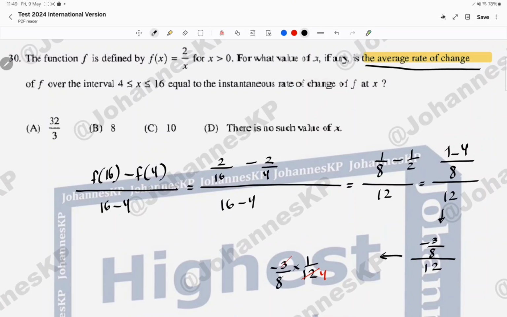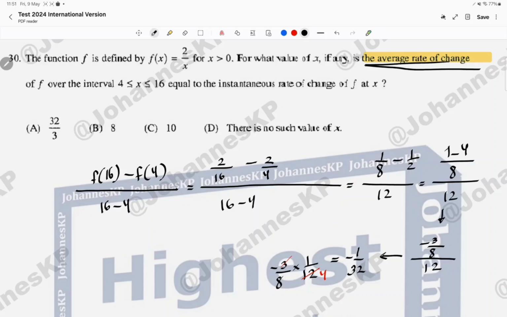2 over 16. Okay. Where's my mistake? Okay, so 2 over 16. I did that. 2 over 4. Actually no, there's no mistake because this question is 2 steps, so we're good. So we're going to get minus 1 over 32.